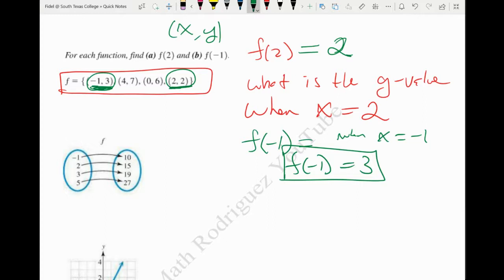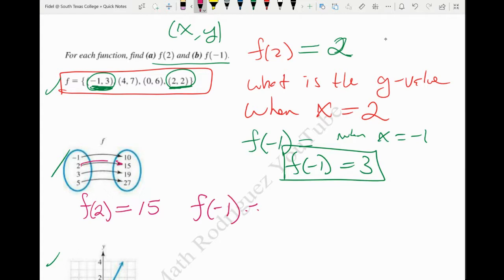Okay. So guys, let's do the same thing for the next one, right? So we're going to do the same problem here for this problem, and this problem over here. So for this part here, f of 2. I'm looking at my 2. Who does 2 hook up with? 15, right? Okay. Now let's do the same thing over here. All right, -1. Who does -1 hook up with? There we got it.